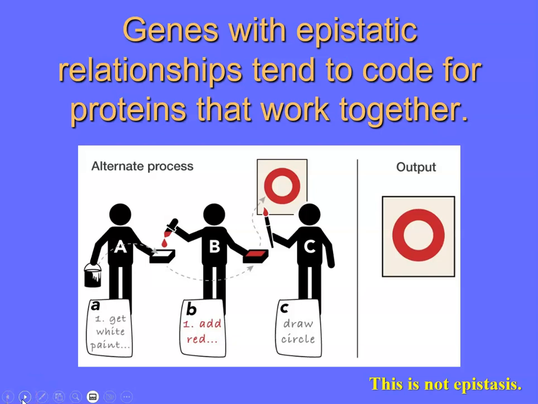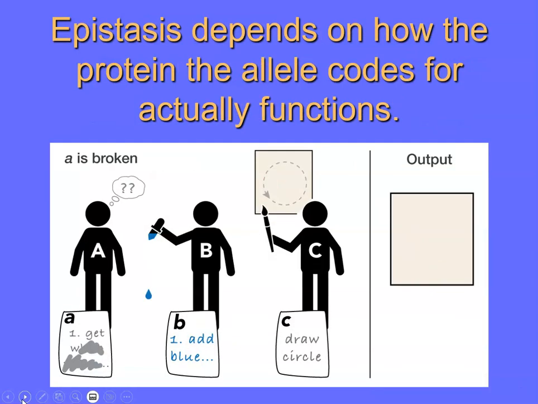Now imagine what would happen if one of those persons involved or one of those proteins involved was broken or didn't get the full message, didn't do their job. So in this scenario, A is broken. A doesn't know what to do. They're just kind of stuck. Although B and C are ready to do their part, there can't be any output because A wasn't there. A didn't show up to work that day.